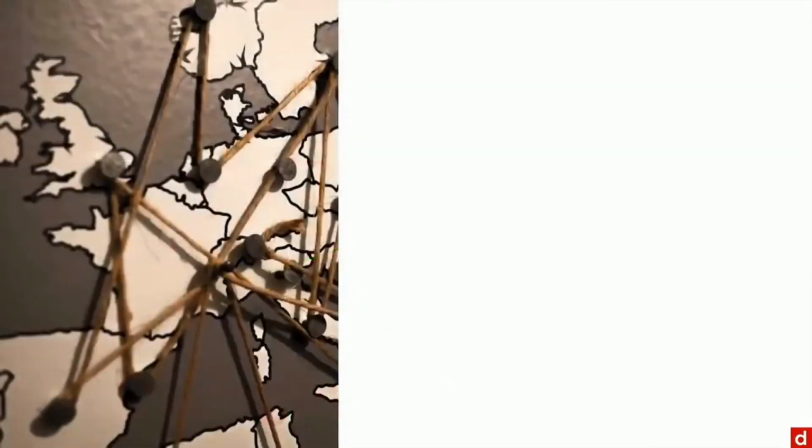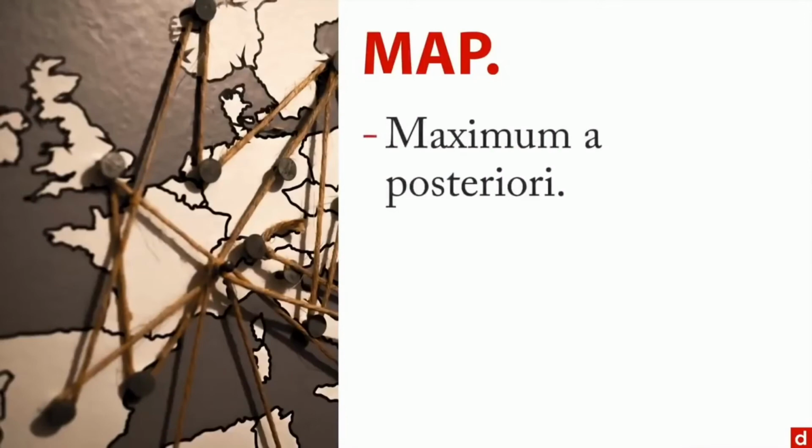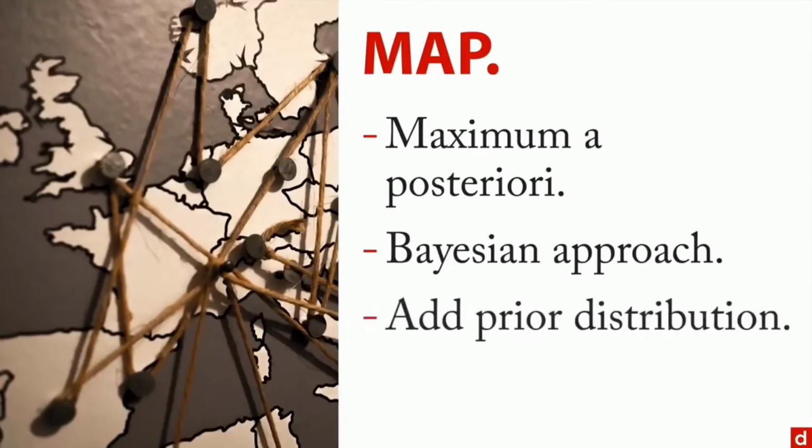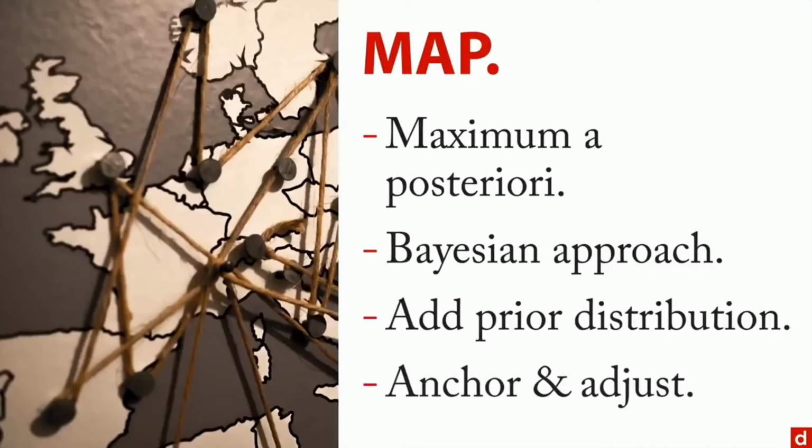The third approach that's pretty common is something called MAP for maximum a posteriori. This is a Bayesian approach to parameter estimation. And what it does is it adds the prior distribution and then it goes through sort of an anchoring and adjusting process. What happens, by the way, is that stronger prior estimates exert more influence on the estimate. And that might mean, for instance, a larger sample or more extreme values. And those have a greater influence on the posterior estimate of the parameters.